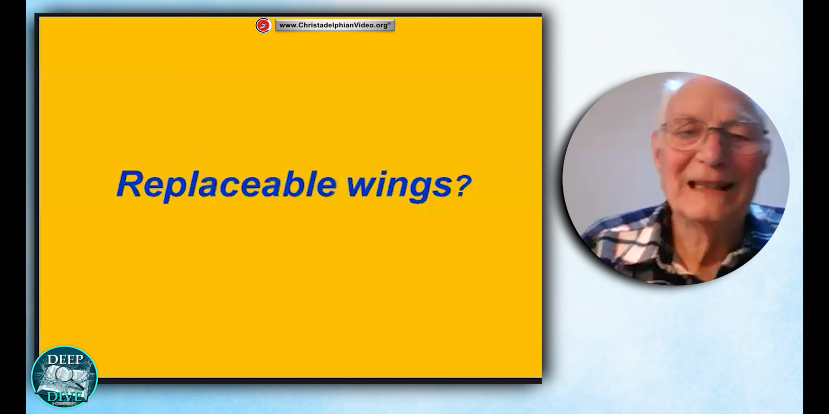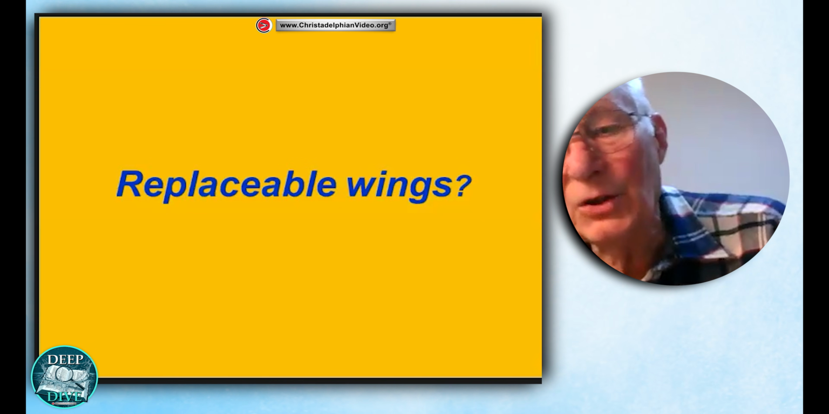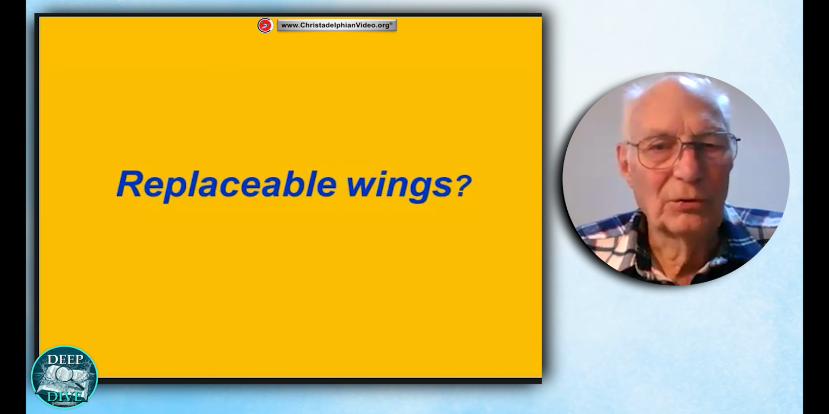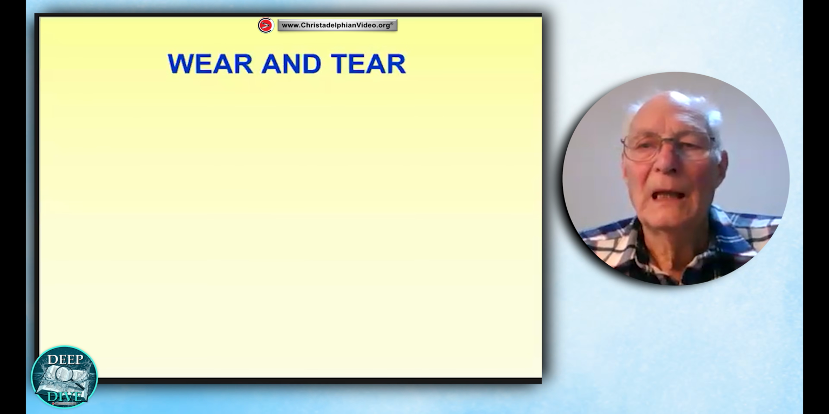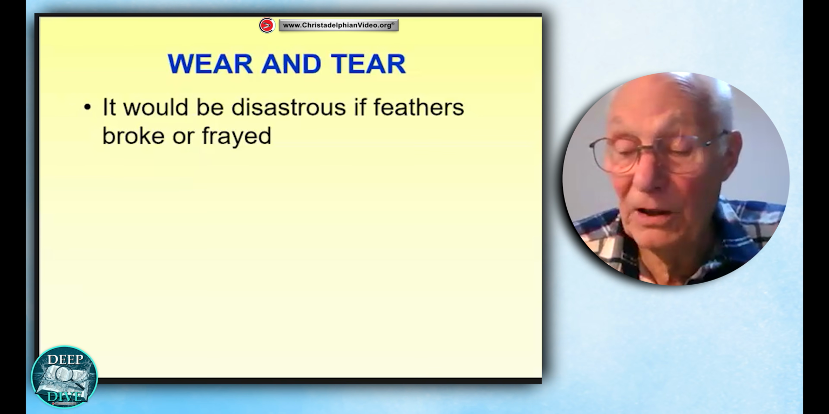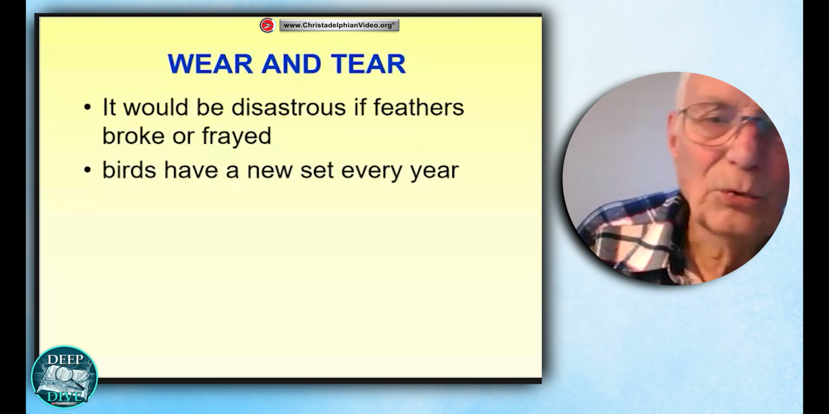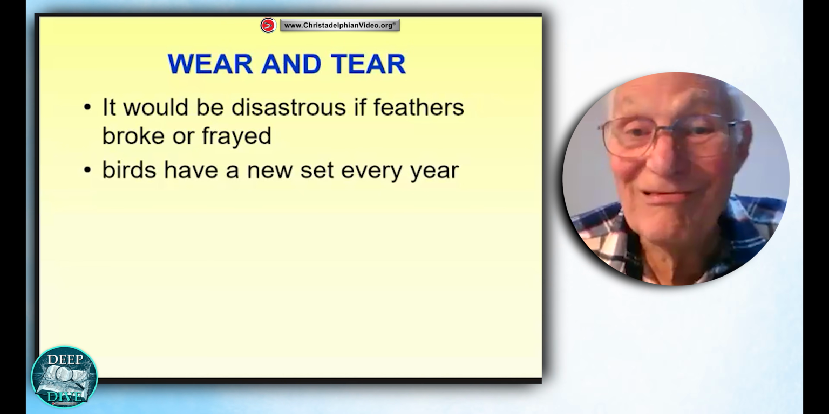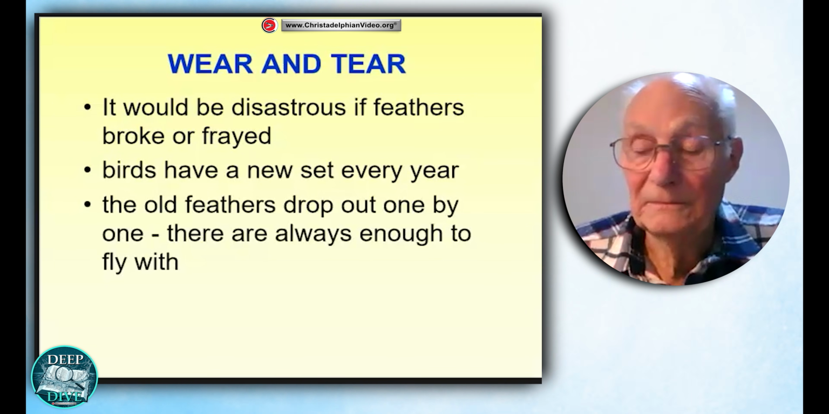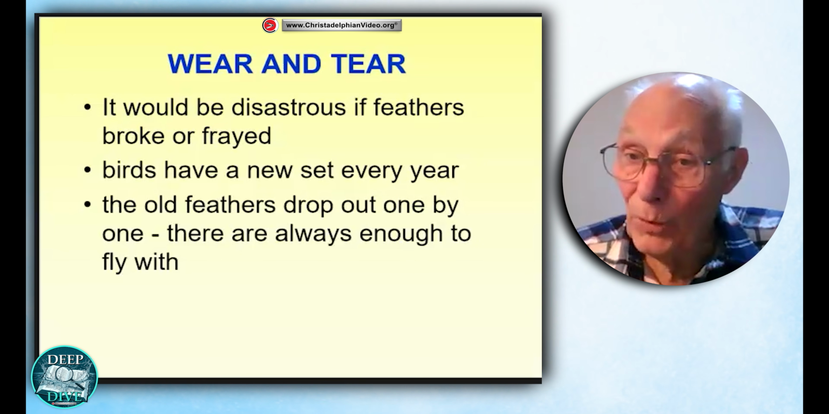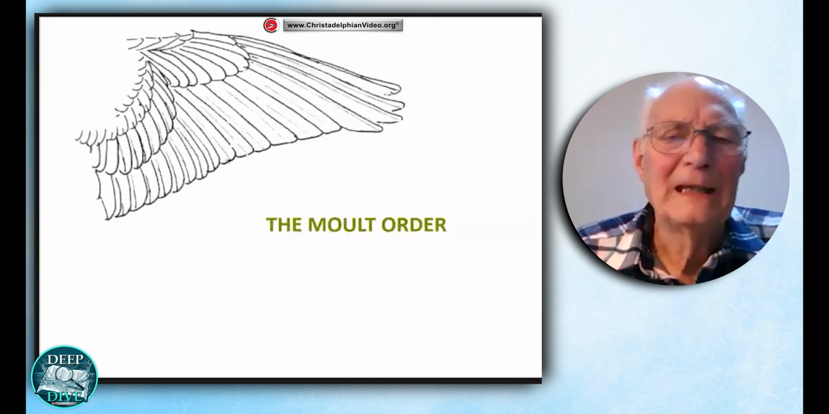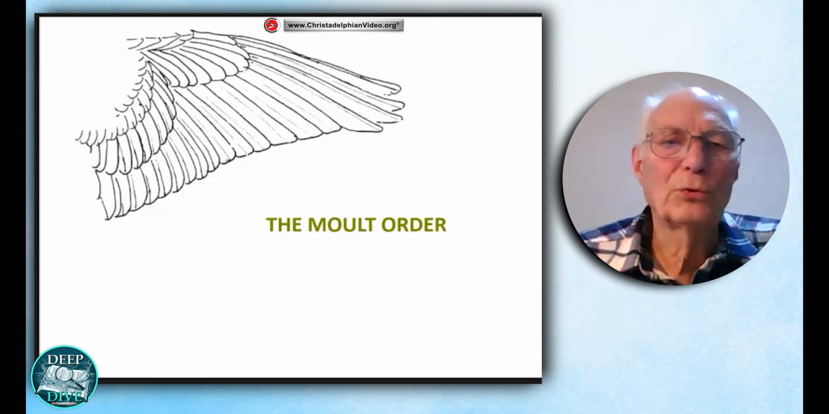Now, an interesting point is the bird's wings need to be replaceable if feathers get broken or damaged. And in fact, it would be disastrous if the feathers were broken because the bird wouldn't be able to fly. So what happens is all birds have a new set of feathers every year. The old feathers drop out from the wing one by one. Only one by one because it leaves enough behind always to fly with. Let's explain that. It's what we call the molt order.